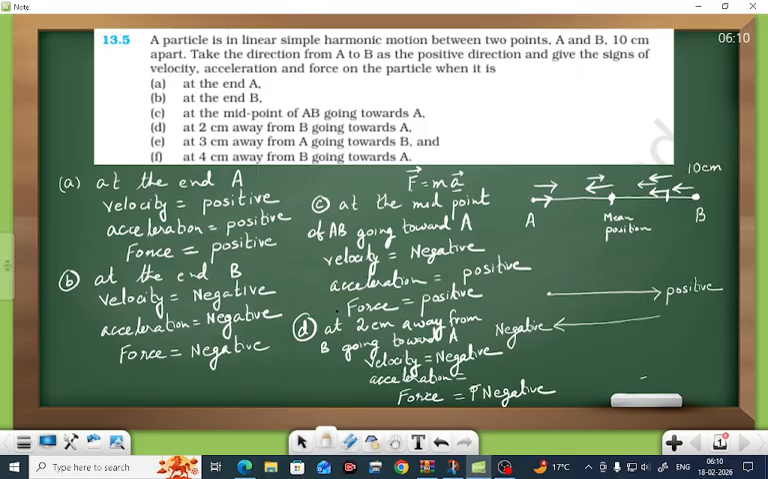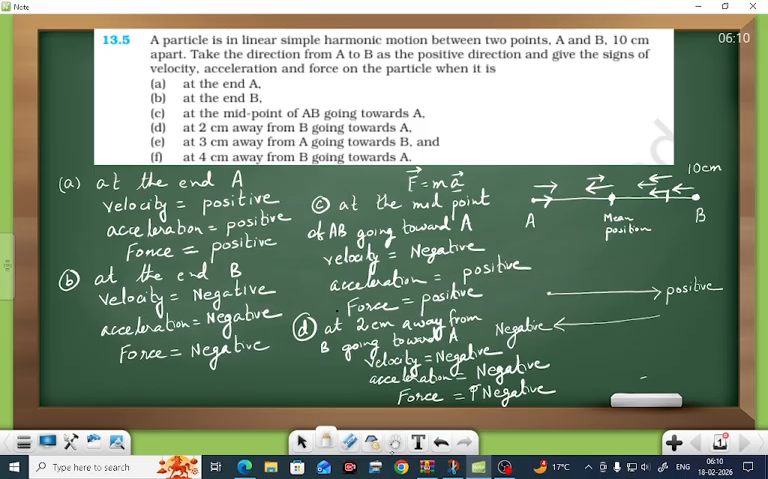And the direction of acceleration is same as that of force. Therefore, the acceleration is also negative. In all the cases you see here, the velocity is negative, acceleration is negative, and force is also negative in case of D. Now we will discuss question number E.